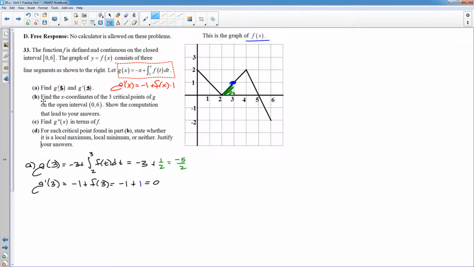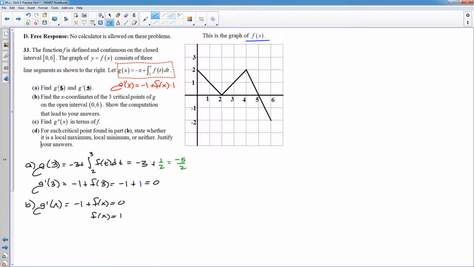Let's see. Number B, find the x coordinates of the 3 critical points of g and show the computation that leads to your answers. So number B. I'm going to erase that because that was my work for A. If I want critical numbers, you always set the derivative equal to 0. Always, always, always write your equations. So negative 1 plus f of x needs to equal 0. That's going to be whenever f of x is equal to 1.